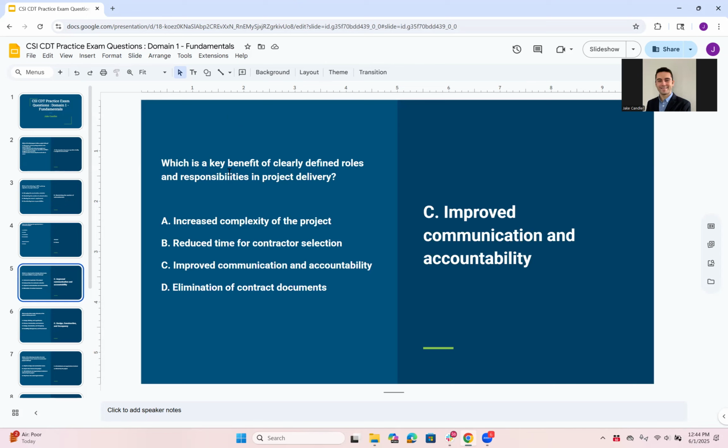Which is a key benefit of clearly defined roles and responsibilities in project delivery? So there are lots of options here, but again, this is kind of the opposite of what we did with the not question. So let's go through each one. Increase complexity of the project? No. Reduce time for contractor selection? No. Elimination of contract documents? No. We're still going to have those. So this would be C, improve communication and accountability. It's one of the 4 C's, communication. So it would likely be your answer. And in this case, it is.